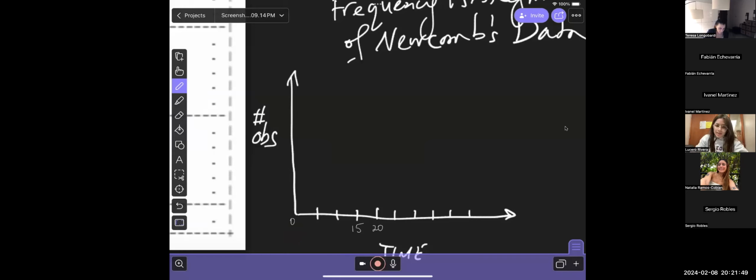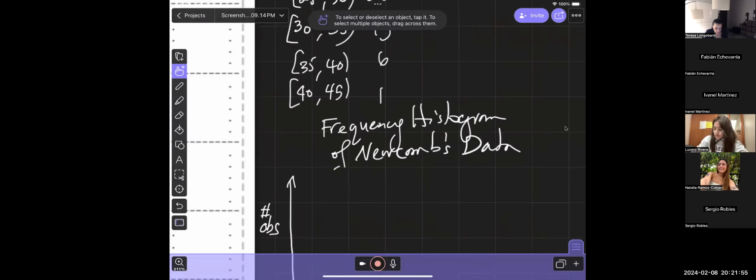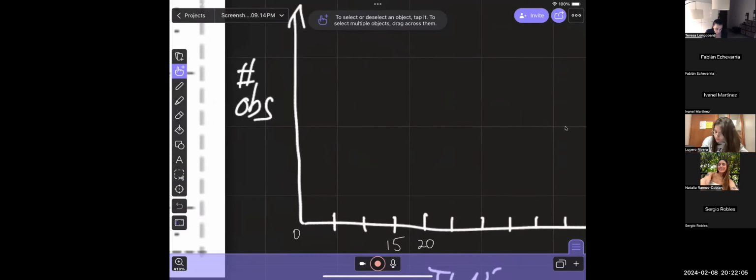So let me divide up this axis as well. I have to go up to, what's the maximum number of observations? 28. So I need to make a bar height no more than 30. I'll just use 30 as a round number. I'll call this 10, 20, and 30. This is just a sketch, right?